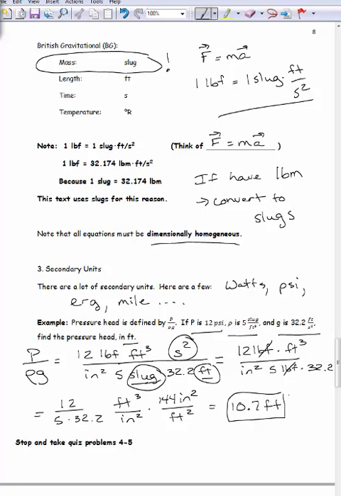In this case, what I did was I saw I had a slug foot per second squared thrown in there, so I converted that to a pound force. The other option would be to see this pound force and convert that into a slug foot per second squared, and then cancel all those other units individually. That would be fine too.